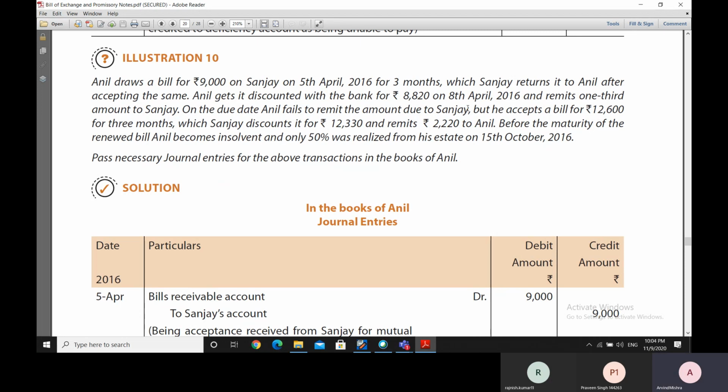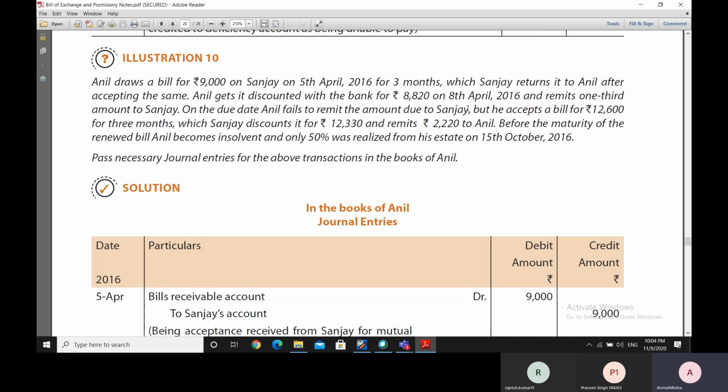the bank, because the bill was discounted with the bank for 9,000 rupees, but he accepts a bill of 12,600 rupees for 3 months from Sanjay, because a higher amount of bill. So Sanjay makes a bill of 12,600 rupees and he sends it to Anil, and Anil accepts this bill.